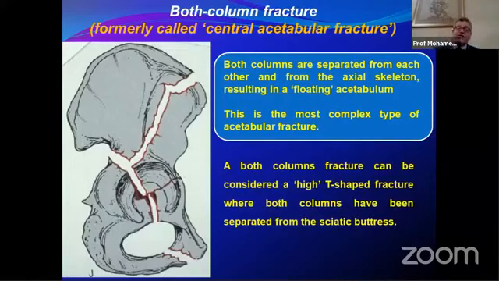Now we come to a very, very important item, which is the bicolumn fracture or both column fracture, which was formerly called the central acetabular fracture. Both columns are separated from each other and from the axial skeleton, resulting in what's called floating acetabula. This is the most complex type. A both column fracture can be considered a high T-shaped fracture and can be differentiated from the T-shaped fracture by the proximal extension. High T-shaped fracture where both columns have been separated from the sciatic buttress.